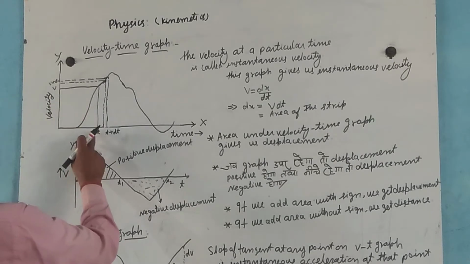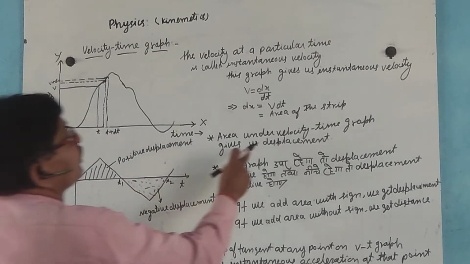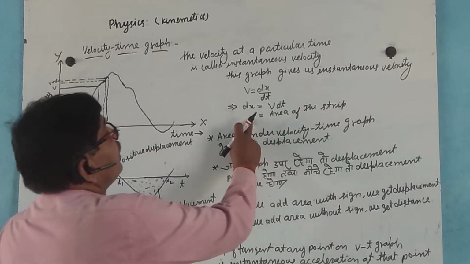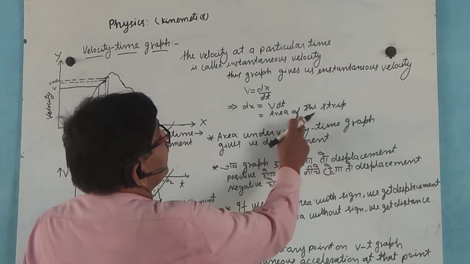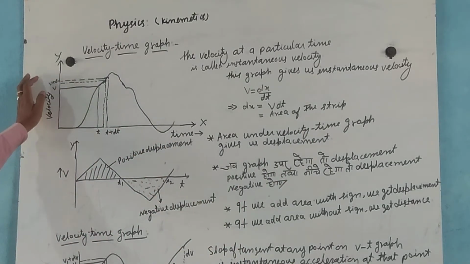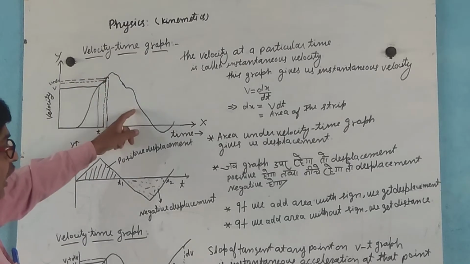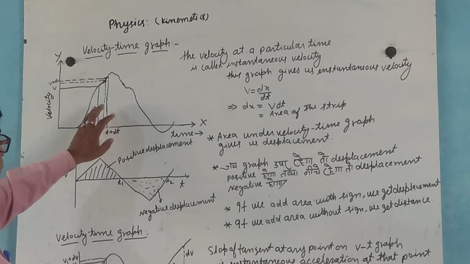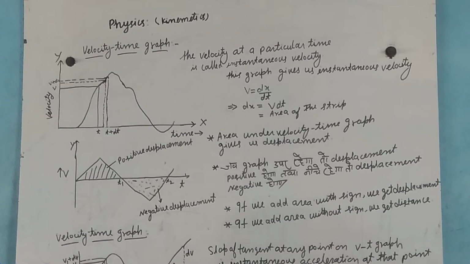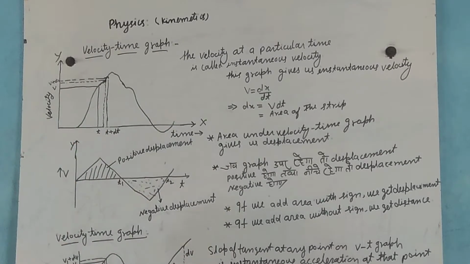At t plus delta t the velocity will be v plus delta v, so here dx is equal to v dt, the area of the strips. The area under the velocity time graph gives us displacement. In this case we measure the area, and that area denotes the displacement.